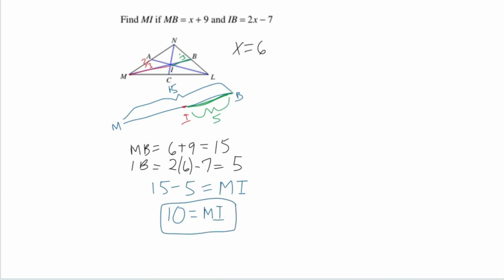So this was a two-step process. We had to determine what x was first, and then substitute that value in and determine the 1/3 portion of it is equal to 5. They gave us the total portion, which was equal to 15. So the remaining 2/3 of it is equal to 10.